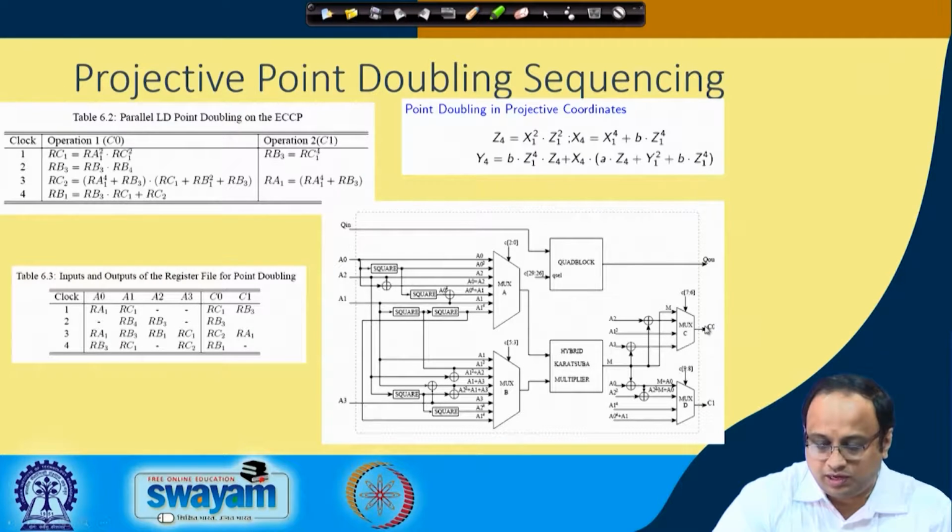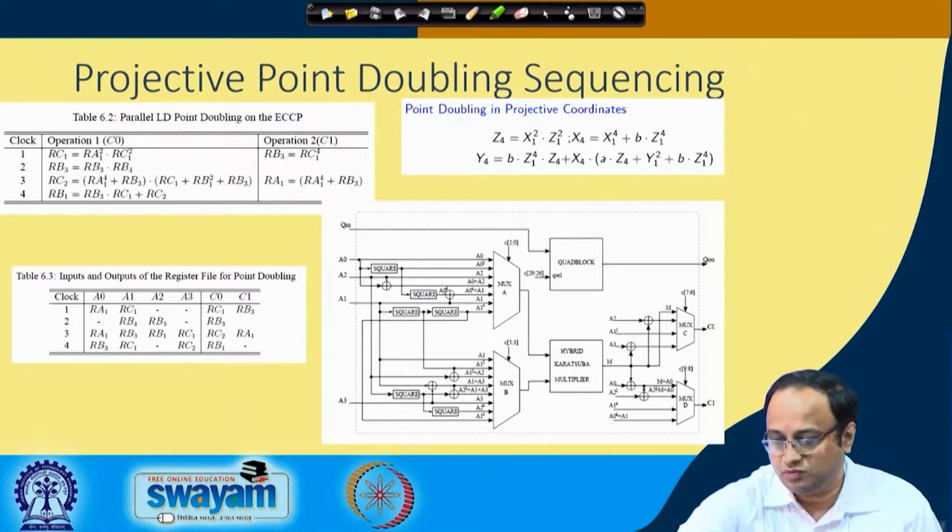And therefore, we essentially have a clean separation of the data path and the control path, which is desirable in any good architecture design. So finally, we have got this result. For example, we calculate x1 squared into z1 squared. This is essentially the performance of this step. And in parallel, you are also performing RC1 to the power of 4. So that stands for Z1 to the power of 4.